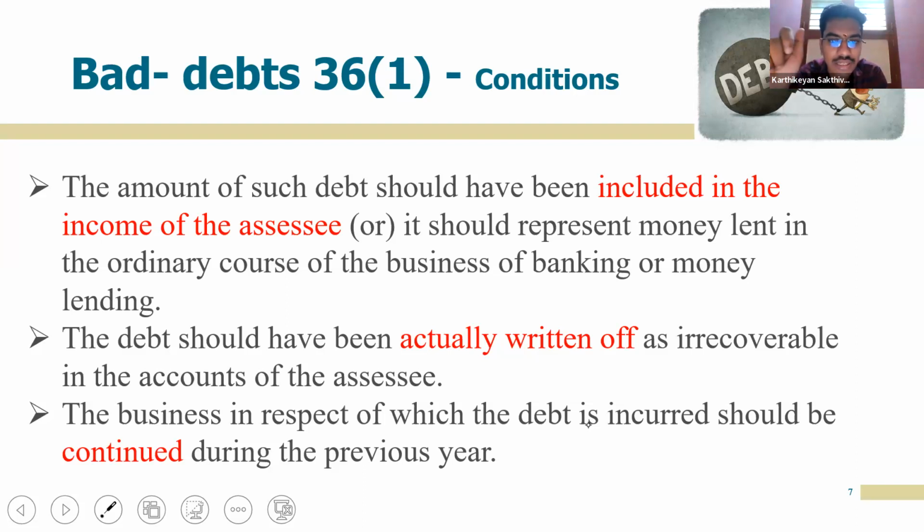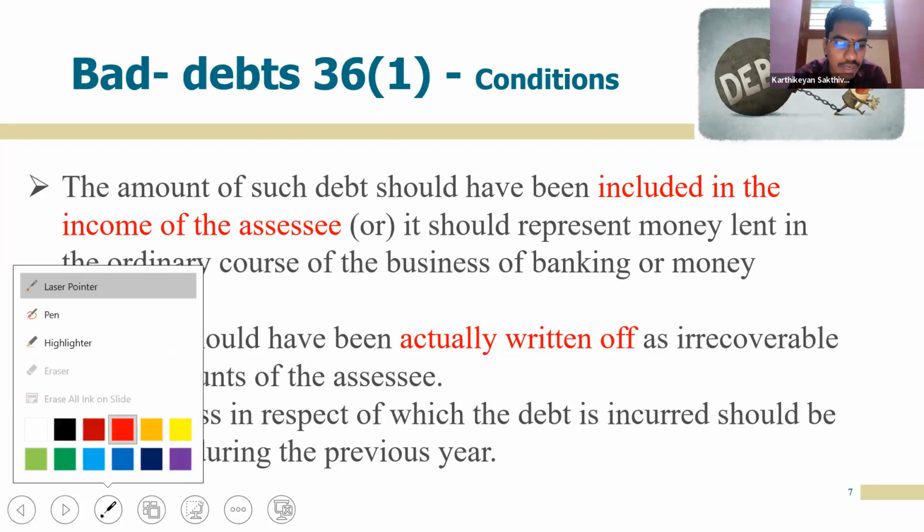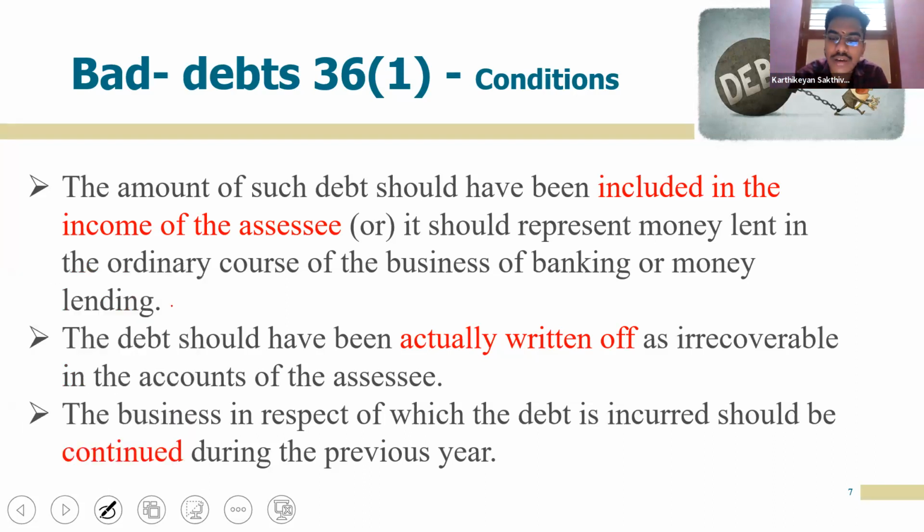First condition, the amount of such debt should have been included in the income of the assessee. Now, if I have to write off, for example, 10 lakhs as bad debts not recoverable, this 10 lakhs should have been included in my sales in some year, in any one year, not necessarily in the current year or in the previous year. In any of the years, had I included that in my income, only then I can claim deduction in relation to a bad debt.